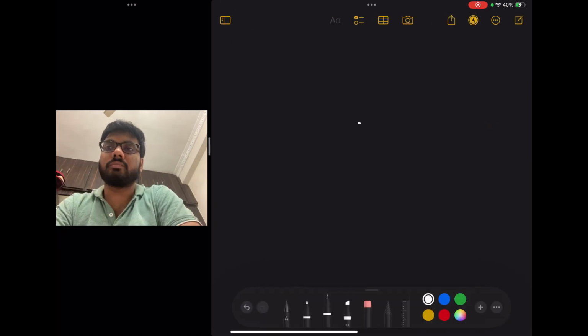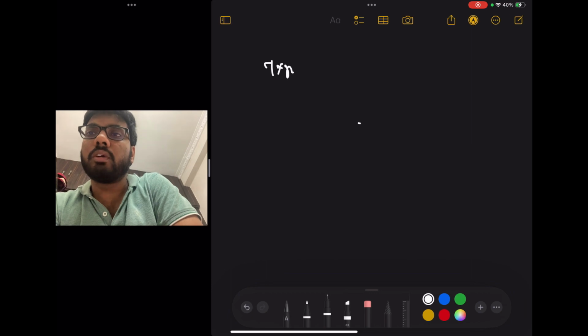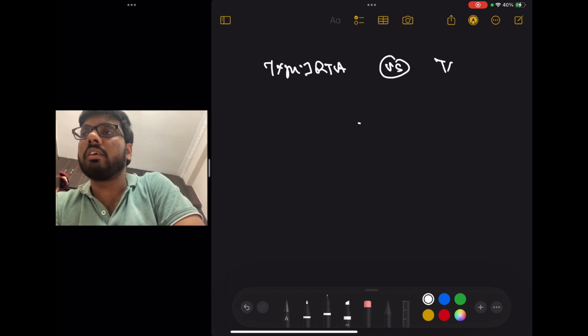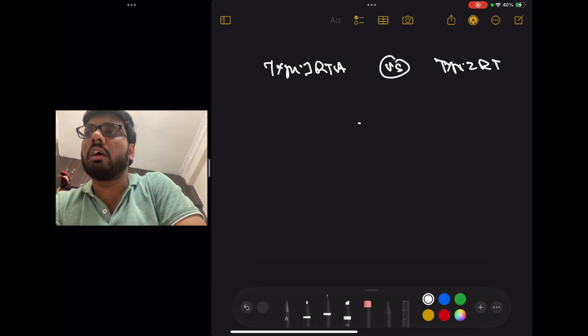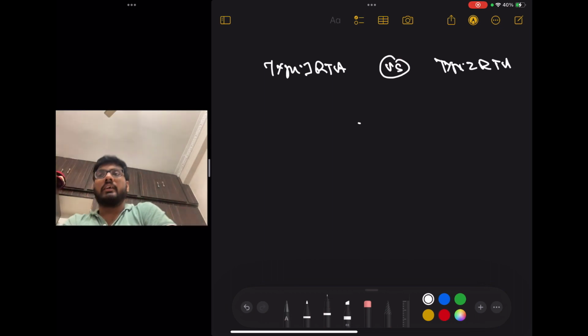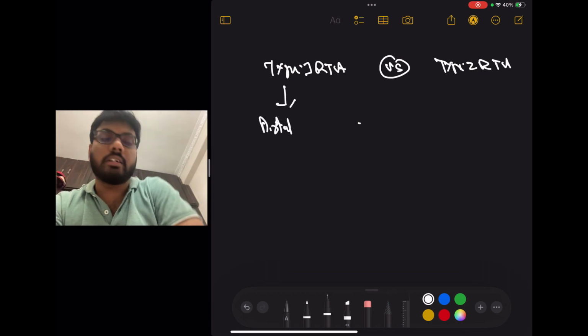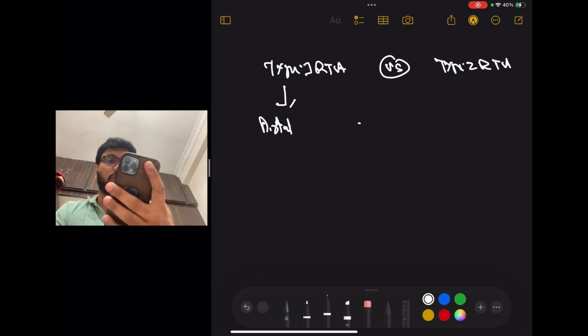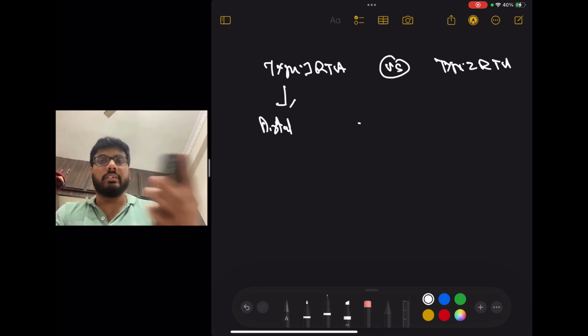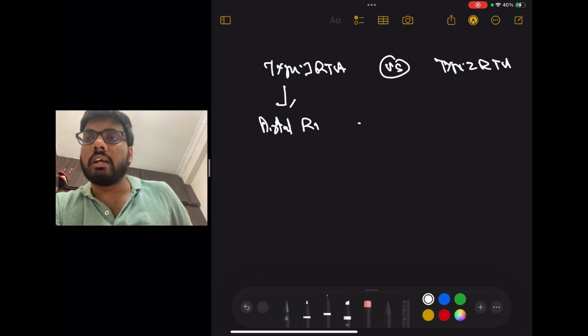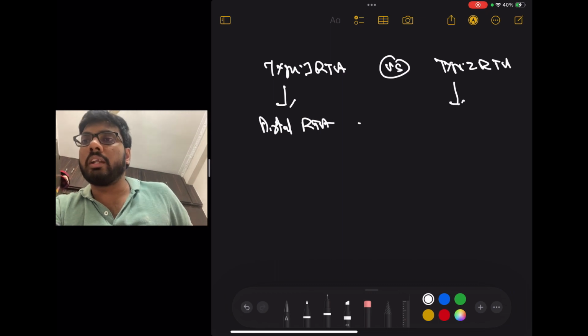Okay. So, we have type 1 RTA versus type 2 RTA. Type 1 RTA and type 2 RTA. What is the other name for type 1 RTA? Type 1 RTA is also known as distal RTA, and type 2 RTA is also known as proximal RTA.